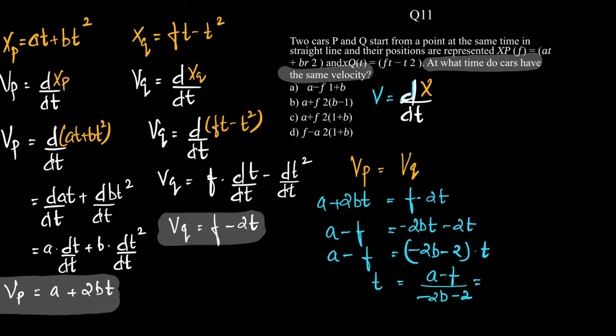or this can be written, multiplying the numerator and denominator by minus 1, as F minus A by 2B plus 2. Do we have an option like that? No, okay. So T can further be written as F minus A by, if we take 2 common, 2 into B plus 1, which makes the correct option as option D.